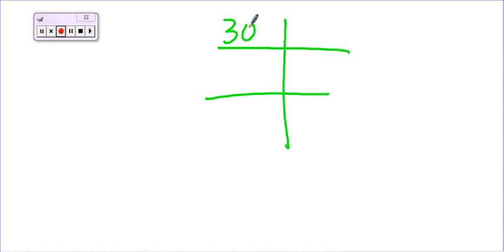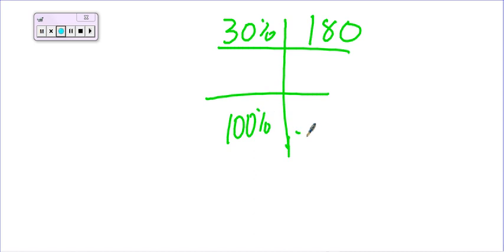So 30%, 180 acres. What other piece of information do I have? I have the total, 100%. I want to know how many acres he totally has. Okay? Chart's filled out with all the information I know. This is what I want to know. This is the piece I want to know.